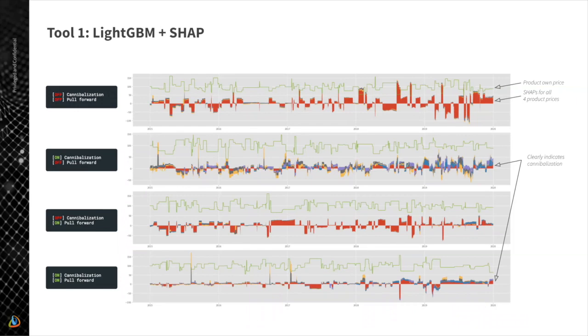our sales numbers, comparing to prices of other products. In case we have cannibalization, then we can see very clearly that actually prices for all 4 products, they have some contribution to sales data for one certain product.